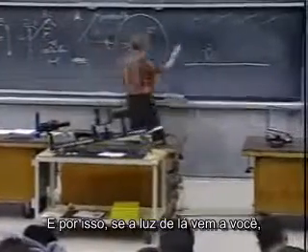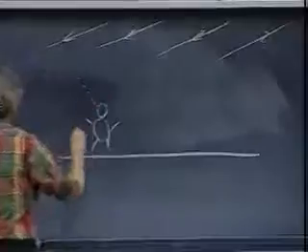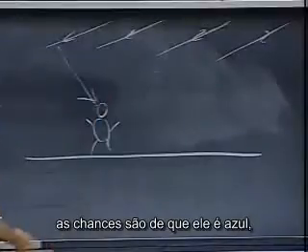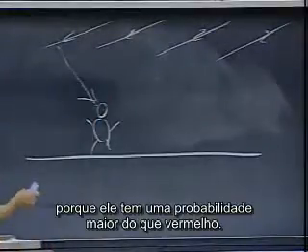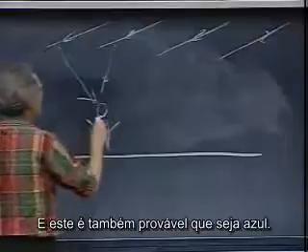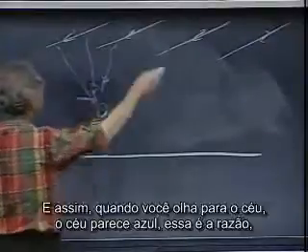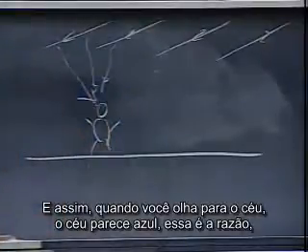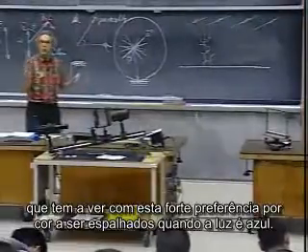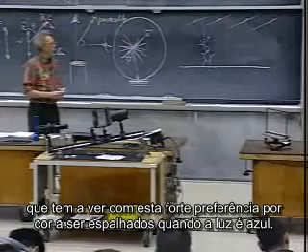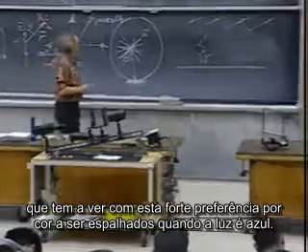And so if light from here comes to you, the chances are that it is blue, because it has a higher probability than red. And this is also likely to be blue. And so when you look at the sky, it looks blue. That's the reason. It has to do with this strong preference for light to be scattered when it is blue.